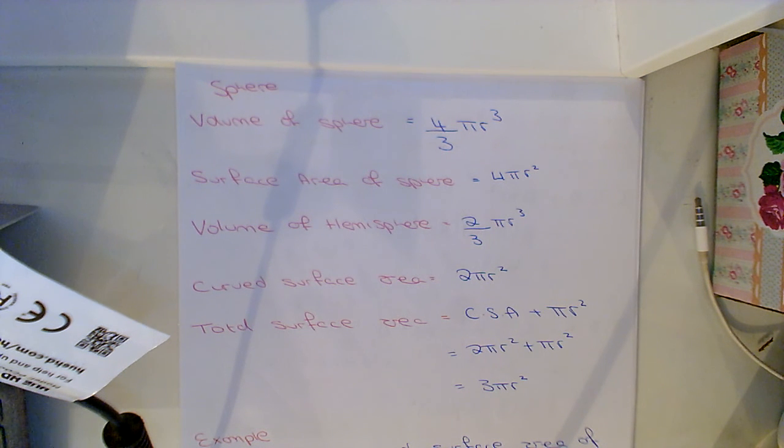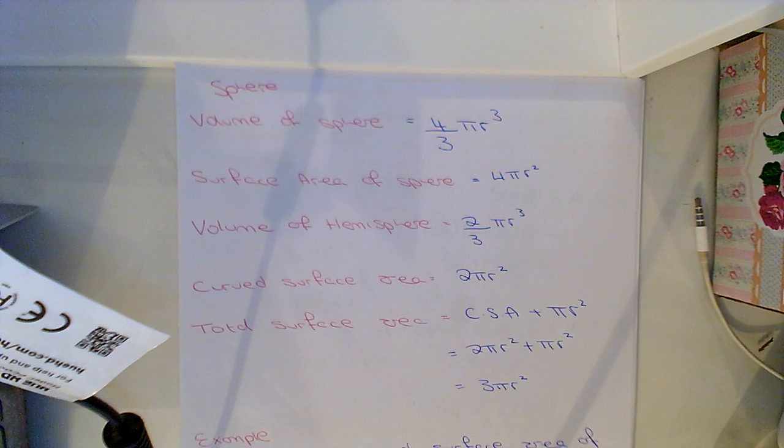The volume of a hemisphere, so half a sphere, is 2/3 pi r cubed. The curved surface area is 2 pi r squared. That's the round part, but remember I'm going to have a circle on the top of a hemisphere, so the total surface area of a hemisphere is the curved surface area plus a circle. The area of a circle is pi r squared, so the total surface area of a hemisphere is 3 pi r squared. Then I'm going to run through two examples here.